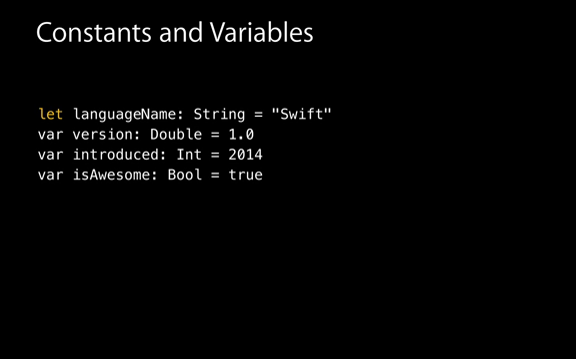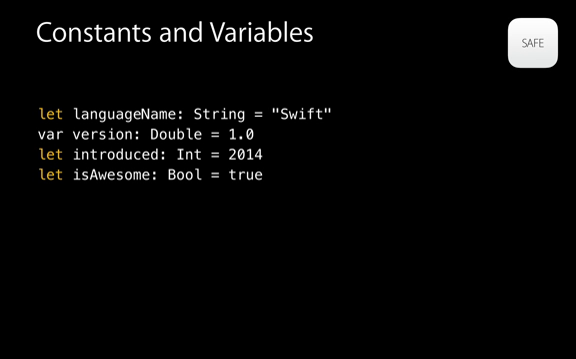Well, the year the language was introduced and the fact that it's awesome, these also aren't going to change. So they may as well also be constant. And this is a general principle in Swift, that we prefer immutability or constants by default, and only really opt into mutability or variables where things actually need to change. Now, this makes your code safer in a multi-threaded environment. It also means that Swift can optimize your code more effectively because it knows what isn't going to change.